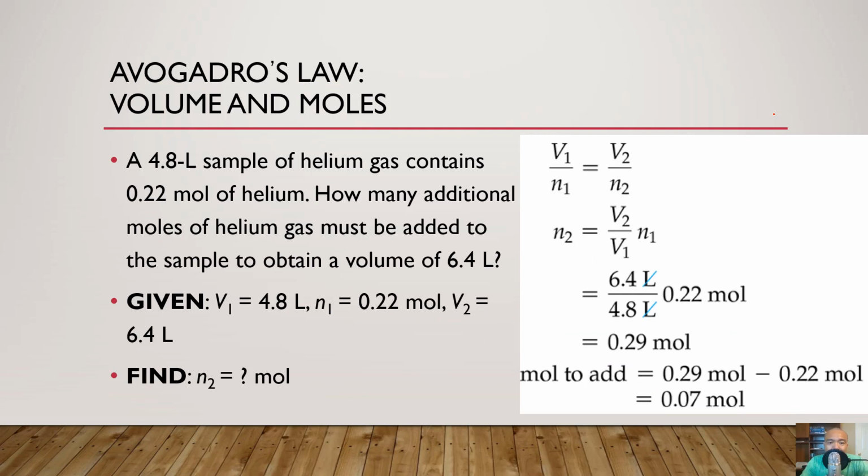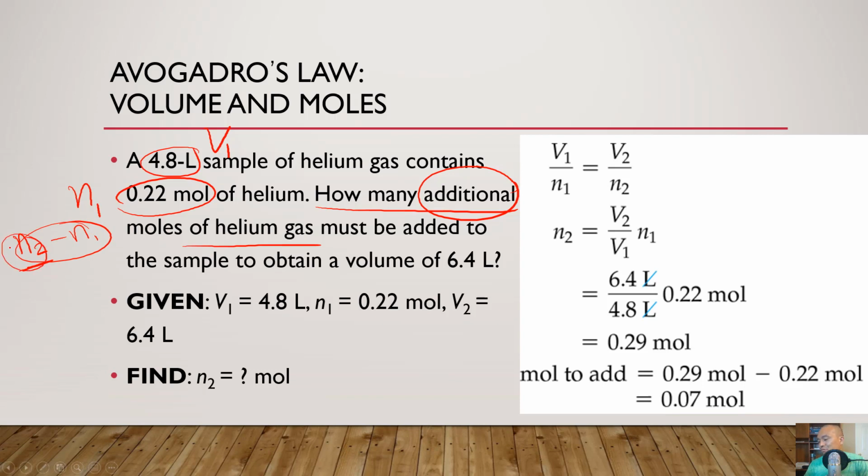A 4.8 liter sample of helium gas contains 0.22 mole of helium. How many additional moles of helium gas must be added to the sample to obtain a volume of 6.4 liter? As you read this, you know you have V1 over here and you have n1. Read this carefully: it's not the final total number of moles of gas, it's additional gas. Additional means it's n2, the final, minus n1. So we need to find out n2 first.